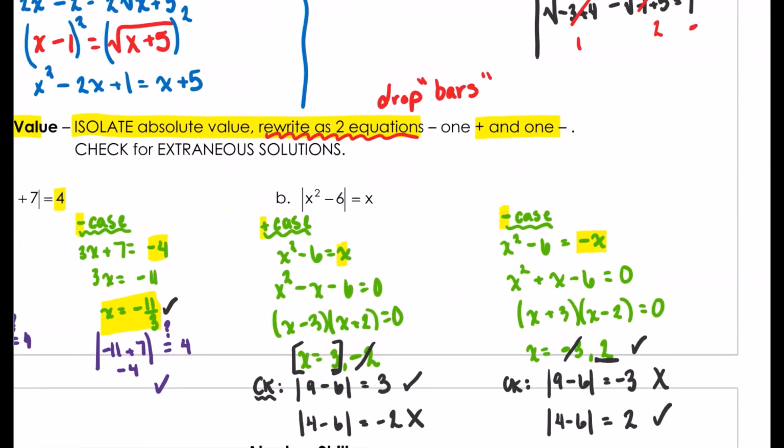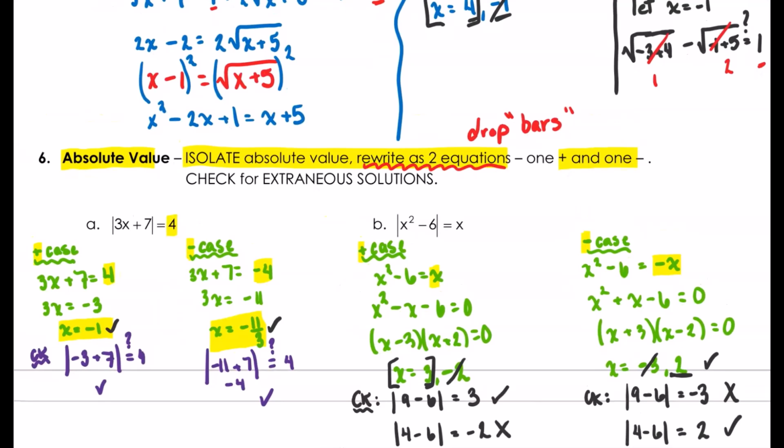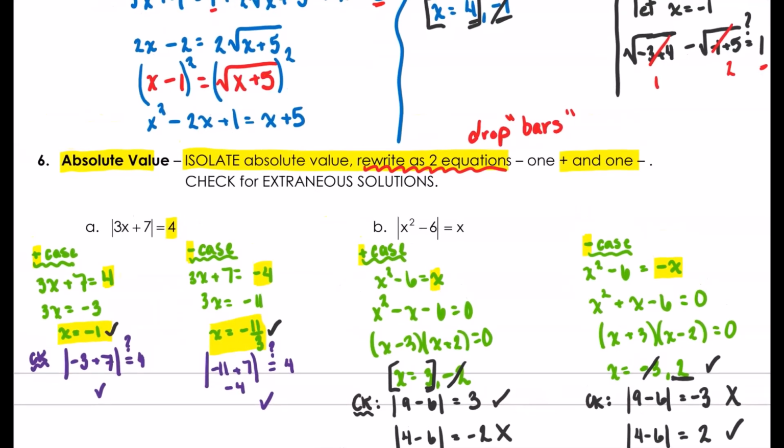All right, hopefully you're remembering what these equations feel like for solving them. And today's assignment is the solving equations worksheet, and it's day 2 in your packet.